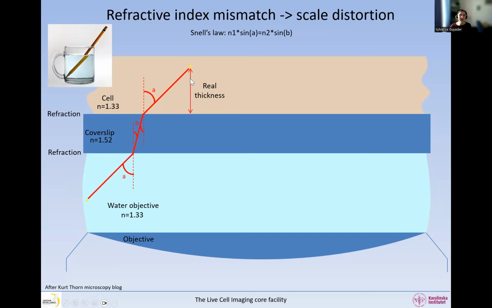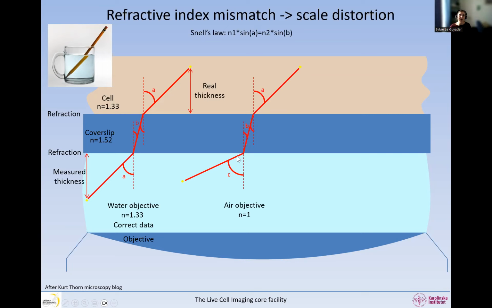So this is the real distance between the bead and the coverslip if we wanted to measure this Z distance. And this is the one that we're going to measure, and it is the same distance. So our measurement is correct. We get the correct data when we have a cell, which is very much like water, and a water objective. What happens if you use an air objective instead? We have the same angle in here because we go from water to glass.